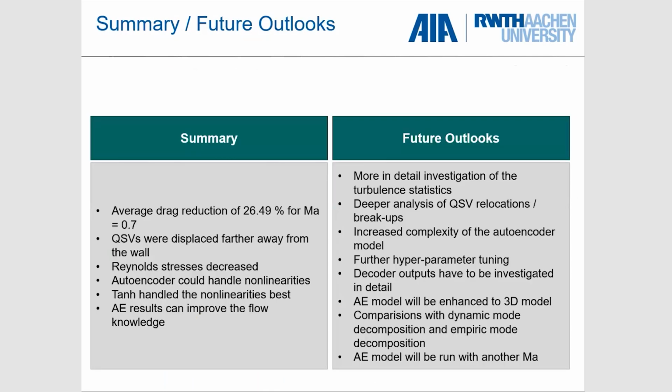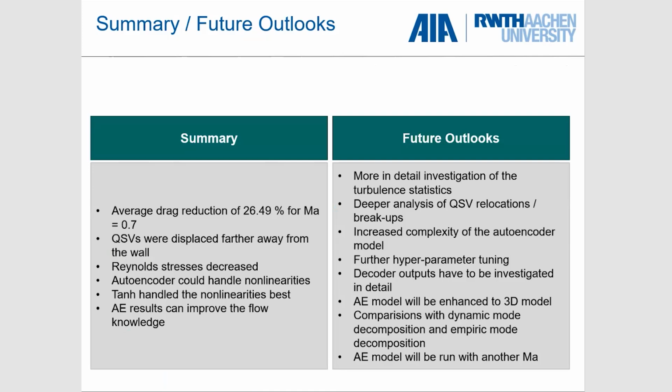So to wrap it up, I'd like to give a quick summary. What we had was spanwise transversal traveling waves, where we achieved an average reduction of 26.49% for a Mach number of 0.7. This was achieved through drifting the quasi-streamwise vortices from the near wall to the outer wall regions, which in turn reduced the Reynolds stress, and hence the drag reduction was achieved.